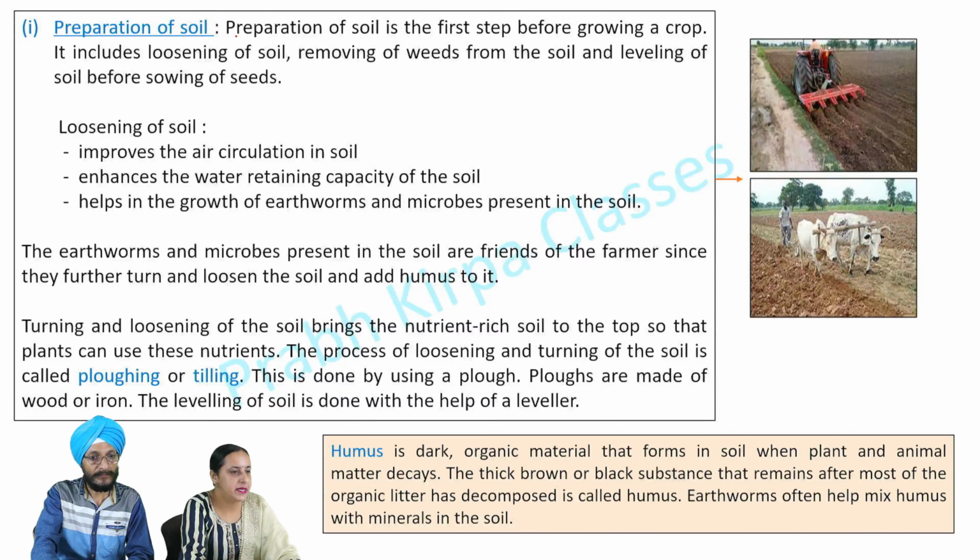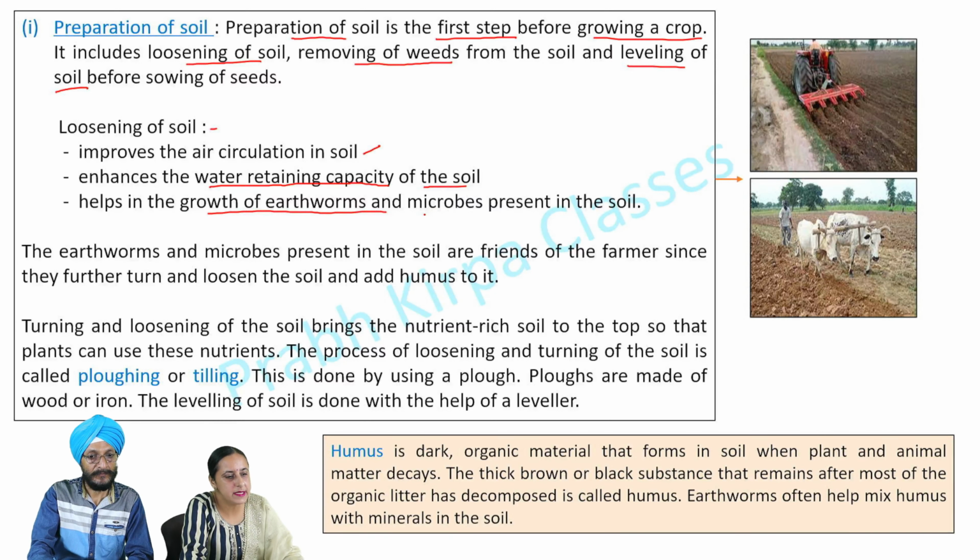Number one, preparation of soil. Preparation of soil is the first step before growing a crop. It includes loosening of soil, removing of weeds from the soil, and leveling of soil before sowing of seeds. Loosening of soil improves the air circulation in soil, enhances the water retaining capacity of the soil, helps in the growth of earthworms and microbes present in the soil.